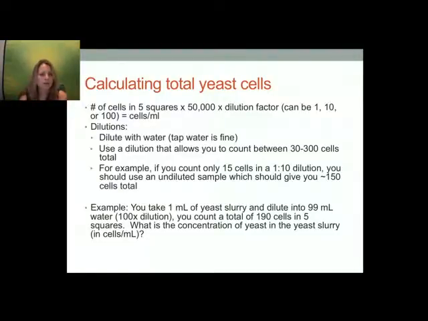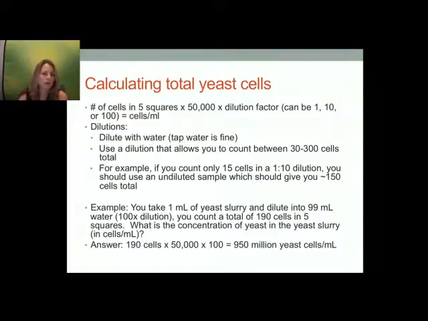What is the concentration of yeast in the yeast slurry that you have? And so the ending will be in million cells per milliliter. The answer is 190 times 50,000. You always multiply by 50,000 times your dilution factor, which in this case is 100. This equals 950 million yeast cells per milliliter.